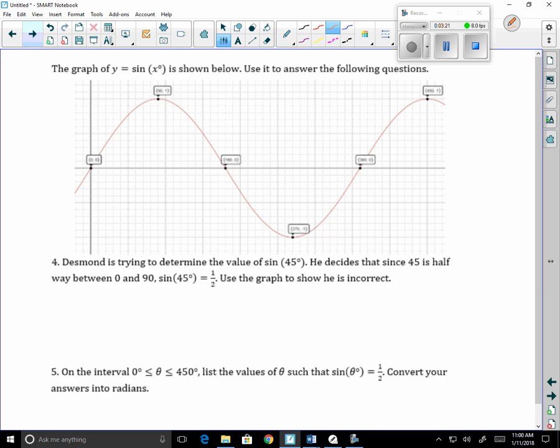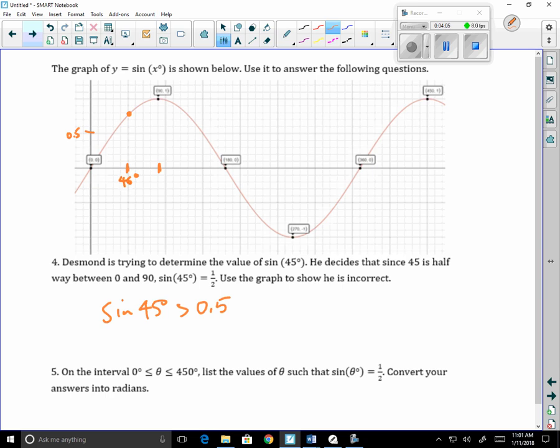Next question says, Desmond is trying to determine the value of the sine of 45. He decides since 45 is halfway between 0 and 90, that the sine of 45 is 1/2. Logical, right? Well, guess what? Desmond is wrong. So let's use the graph to show that. So if this is 90 degrees here, this makes 45 degrees. Well, this is 0.5, and my point's up here. So I see that the point for 45 degrees is above 0.5. So I can say the sine of 45 degrees is greater than 0.5. I know that because it's above 0.5 on my graph. So Desmond's wrong.